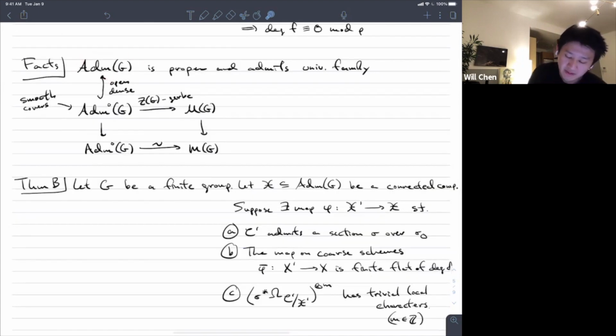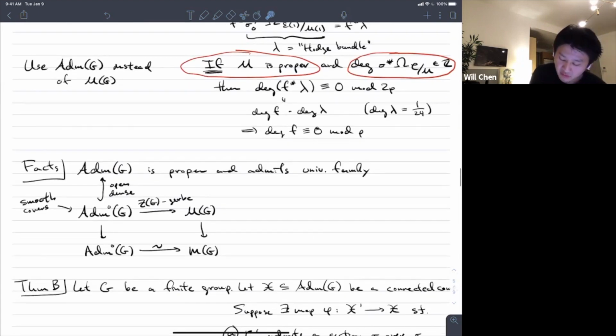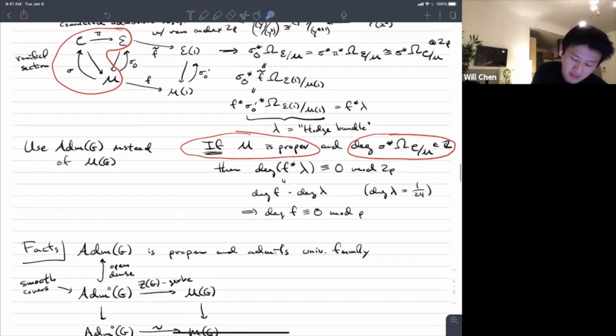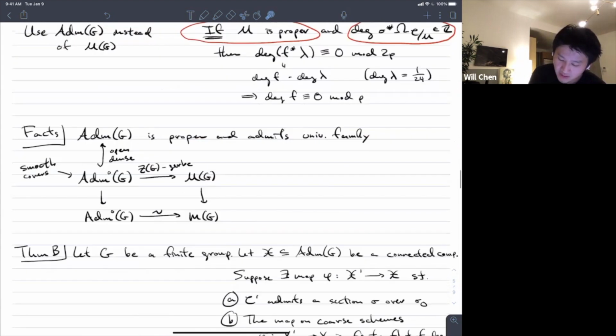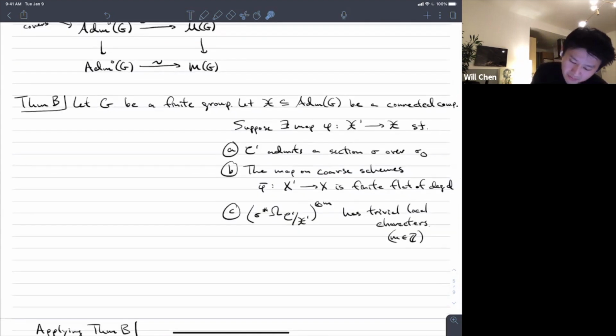Introducing ADMG has fixed the non-existence of the universal family. It's fixed the properness. What it hasn't fixed is the existence of the section and the non-integrality of the degrees of line bundles. So we still need to fix those two things. Firstly, the existence of the section.